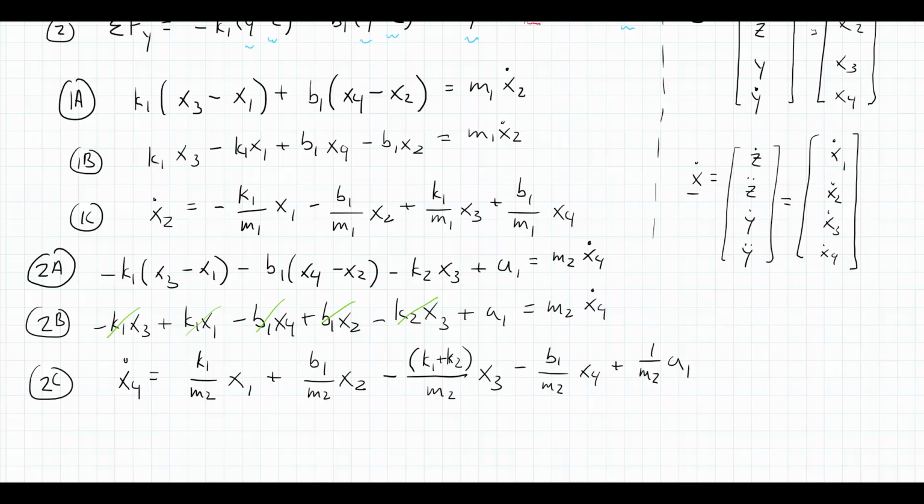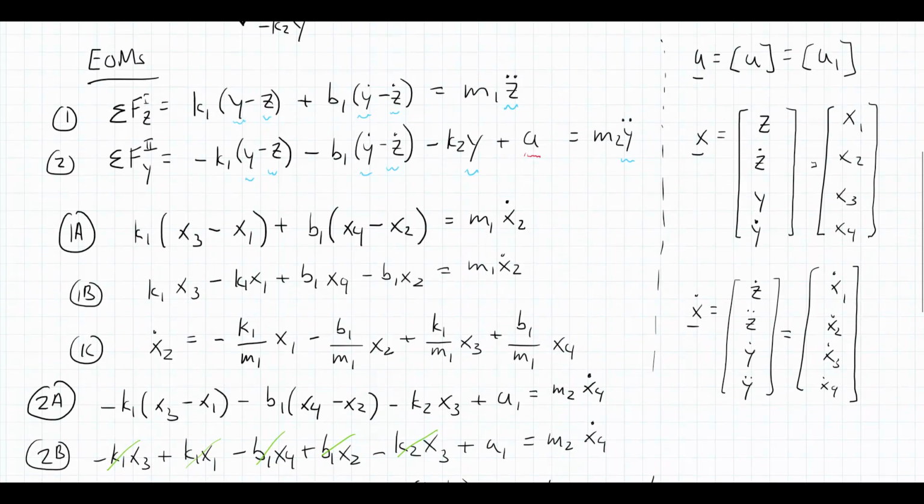x4 dot I have now isolated, and my right-hand side has no derivative terms. That's what I want. Same thing with 1c. I have my one first derivative on the left. My right-hand side has no derivative terms. x2 dot I have an expression for. x4 dot I have an expression for. I don't have an expression for x1 dot. This is where I go to the mapping. I've used up my two equations of motion, but I still need two more equations because I need 4 equations for my 4 state variables.